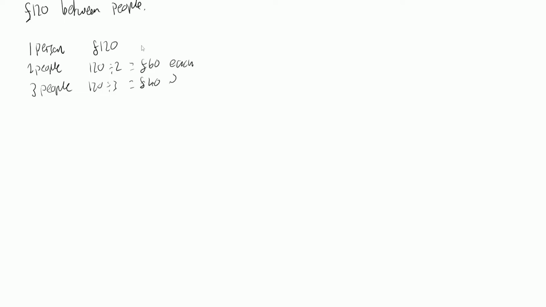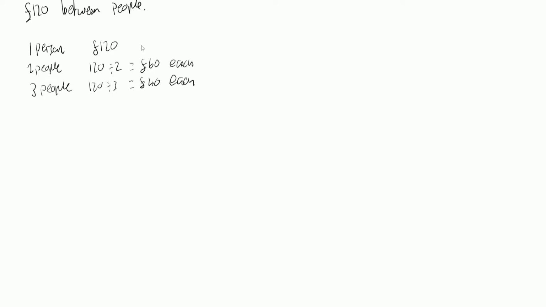Each. So, in this case, now what we could do is we could keep subbing in numbers, right? We could go 4 people, 5 people, 6 people, 7 people, 8 people, 9 people, and so on forever. Now the thing is, this is really inconvenient because I don't know how many people I'm going to have, and I don't want to have to work this out a million times. Instead, we can use an equation.